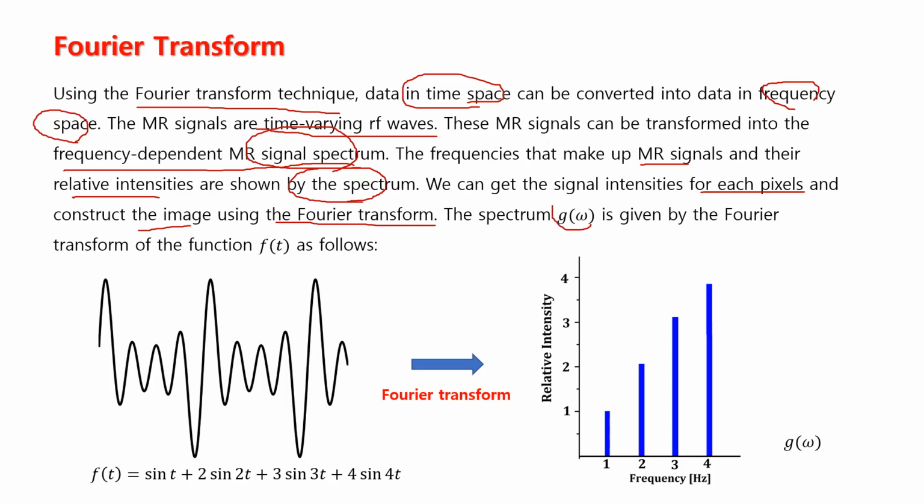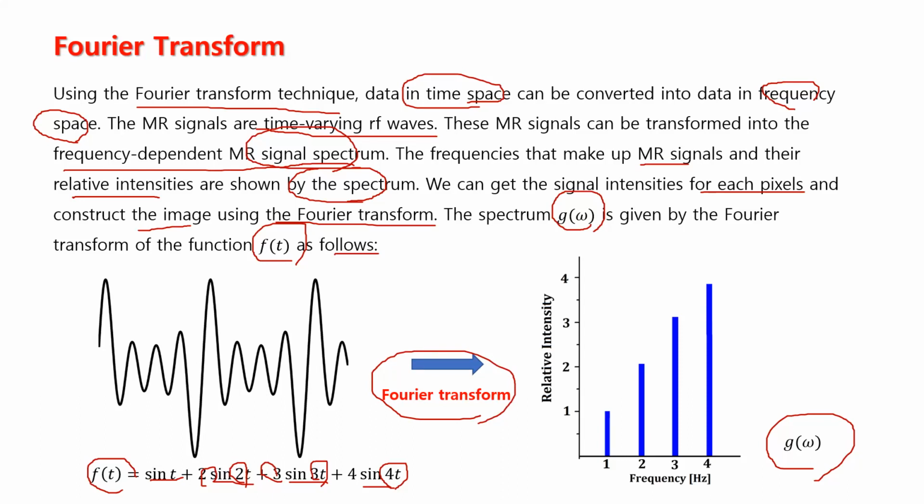The spectrum G(omega) is given by the Fourier transform of the function f(t) as follows. This is the function f, which is composed of 4 sine functions with different amplitudes and different frequencies. We can decompose these time-varying waves into a spectrum using the Fourier transform technique.